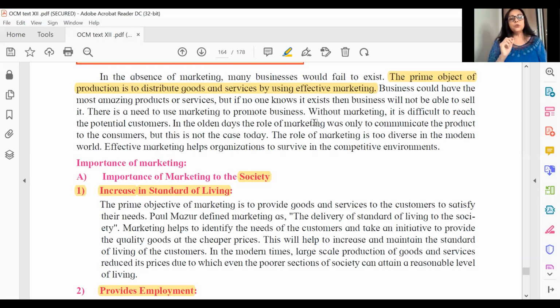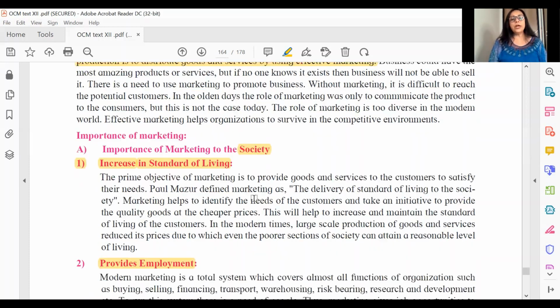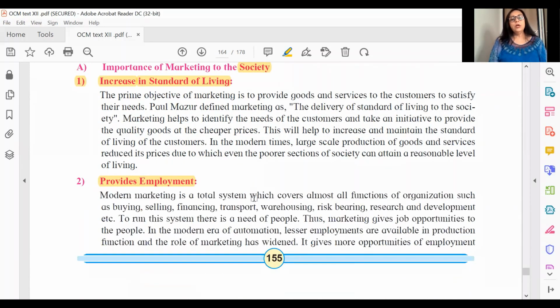Say, for example, you get a question like this. Increase in standard of living is important in marketing for the dash. I repeat, increase in standard of living through marketing is important for dash, and your answer is going to be it is important for society. So this is how your head points below.